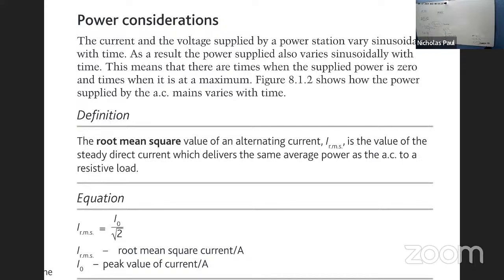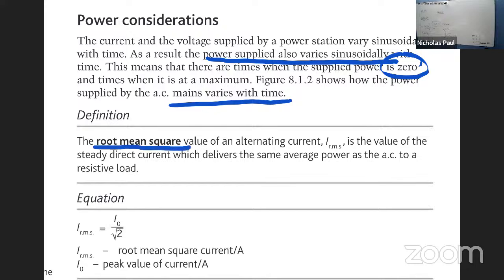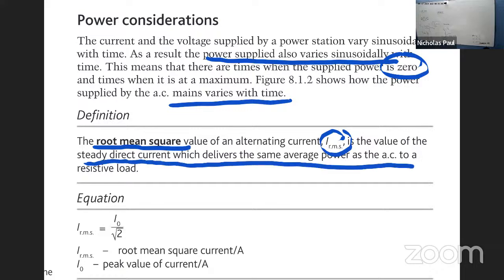All right. So the current and voltage supplied by a power station vary sinusoidally with time. As a result, the power supply also varies sinusoidally with time. This means that there are times when the supply is 0 and times when it is maximum. In figure 8.12, it shows how the power supplied by the AC varies with time. Now there is something called the root mean square value of our alternating current, called the IRMS. It's the value of the steady DC which delivers the same power as the AC. You have to learn that definition.